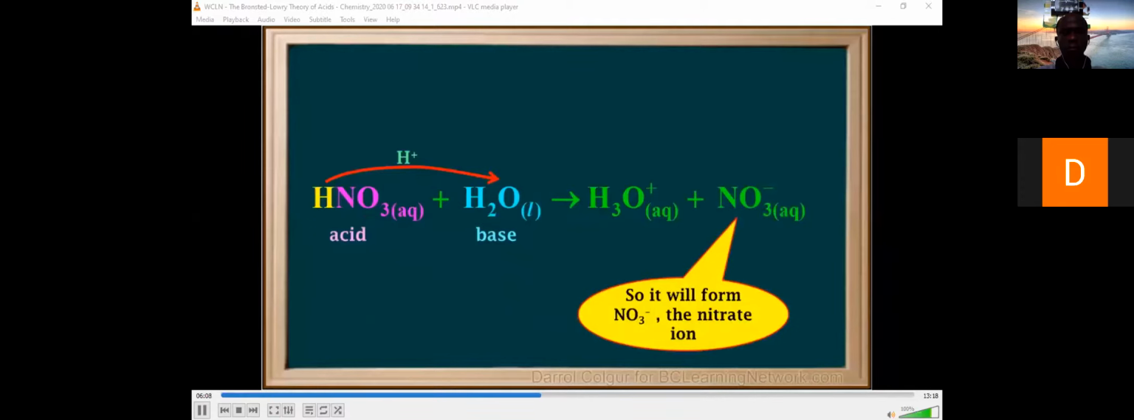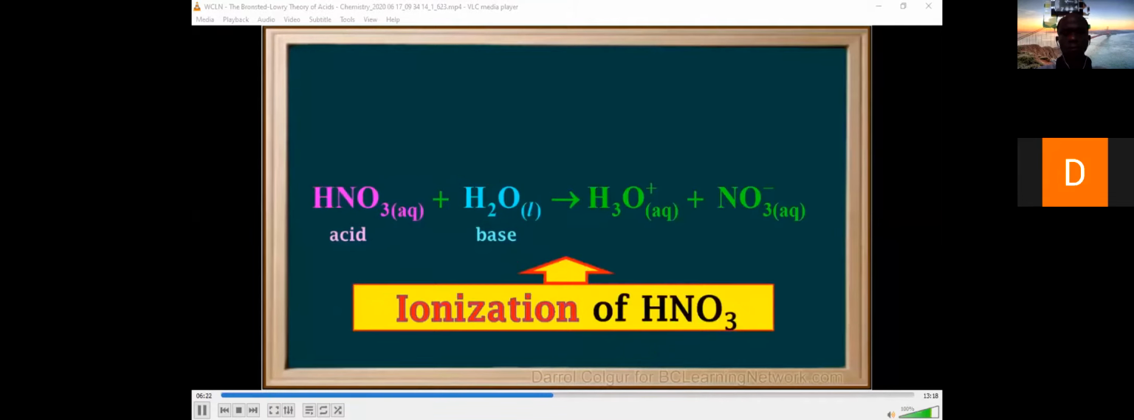We remove the H atom from HNO3, giving us NO3. And taking away one positive charge is the same as adding one negative charge. So we have NO3 minus, the nitrate ion. Both of the new ions formed are aqueous. So this is the equation for the ionization of HNO3. HNO3 is the acid on the left side, and water is the base on the left side.